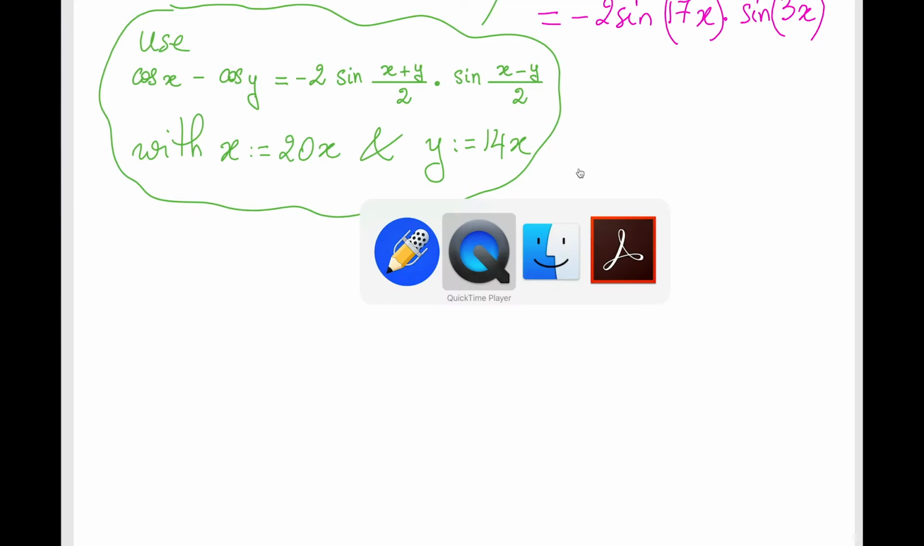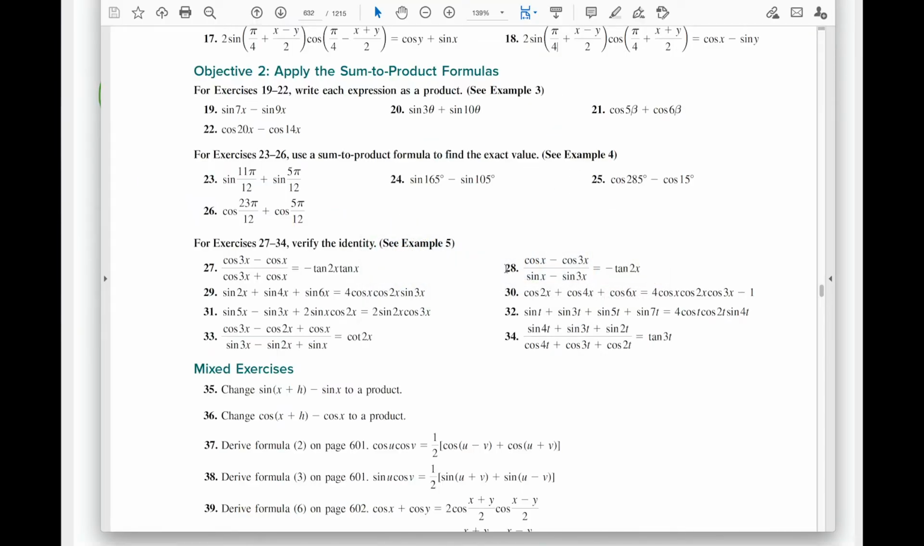All right, let's do more problems on this. How about one from 23 to 26? And let's choose the last one, 26. Cosine of 23 pi over 12 plus cosine of pi over 12. Again, 23 pi over 12 is not a remarkable angle. Pi over 12 is also not a remarkable angle. So I don't know how to find these, except I can approximate them by using the calculator. But if you want to find the exact value, we've got to do something else.